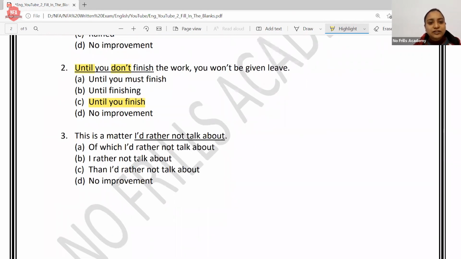This is a matter I would rather not talk about. This is a correct sentence. If you read and reread, to cross-check, you can read and reread using other options as well. Try your level best. If there is no improvement, you would mark the D, no improvement, confidently. Do not worry.